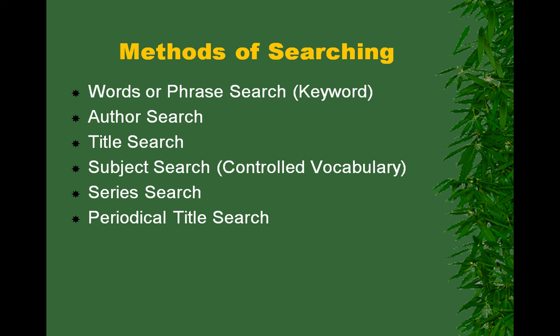The final selection field in the basic search screen is the periodical title. You're not going to find the individual article titles here, but you can simply put in the periodical title to see if the library owns the journal or magazine or newspaper.